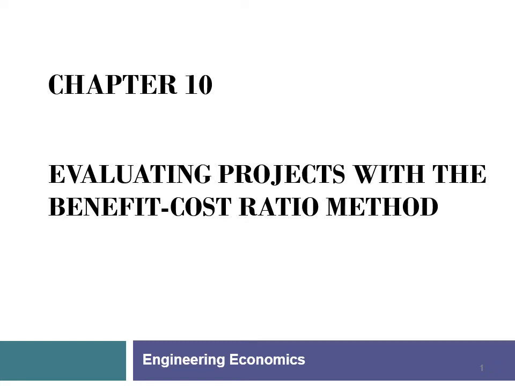In this lecture we will start chapter 10 from your book, in which we will learn the benefit-cost ratio method and how to use this method to evaluate projects. This is especially useful to evaluate public projects, and we will first learn some terminology and some differences related to these public projects, their differences from private projects. And then we will learn the benefit cost ratio method, and we will solve several examples and implement the benefit cost ratio method to evaluate project alternatives. So let's get started.